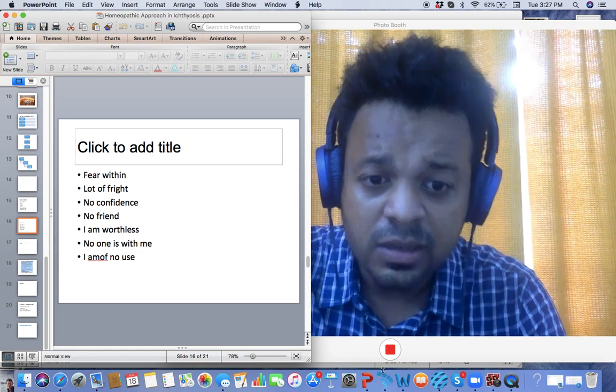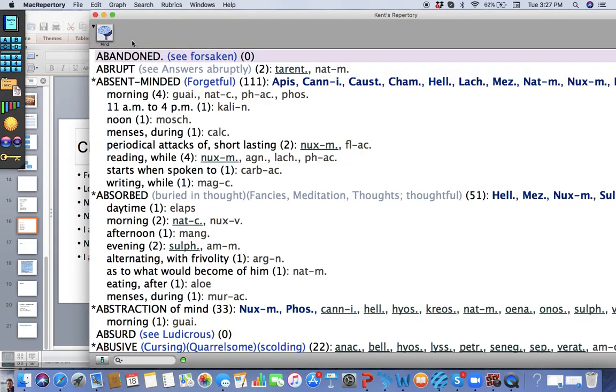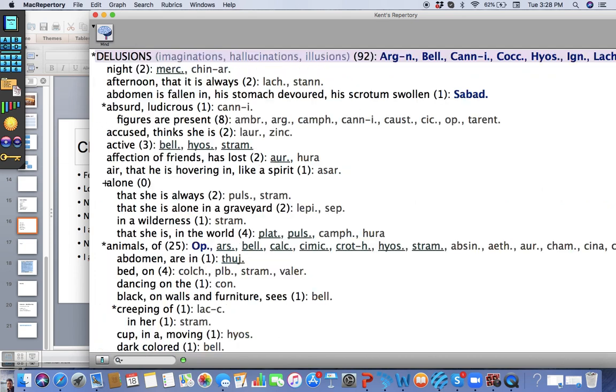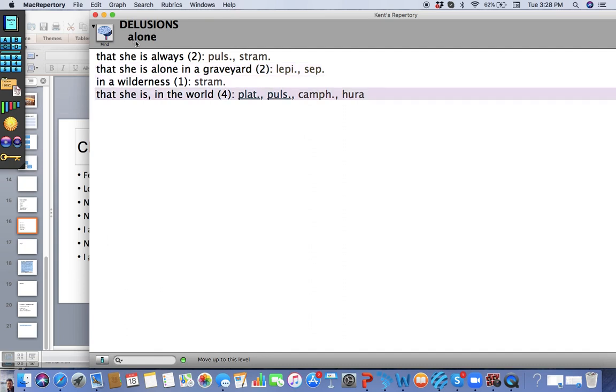So how did I understand this pattern? I tried to look at this in the repertory, and the rubric, let me show you. The rubric was delusion, alone, she is alone in the world. Now there are four remedies written here.